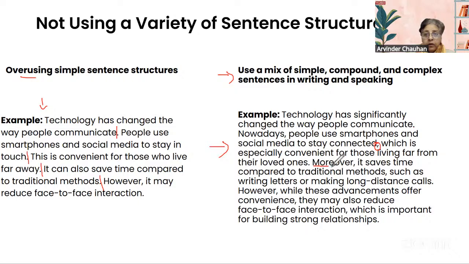Moreover, so you're connecting word over here, it saves time compared to traditional methods such as writing letters or making long distance calls. However, while these advancements offer convenience, they may also reduce face-to-face interaction, which is important for building strong relationships. So this one looks far better than this very childish looking one. The ideas are the same. It's just been enhanced with some linking words and a better flow, right? Okay, let's move ahead from here.